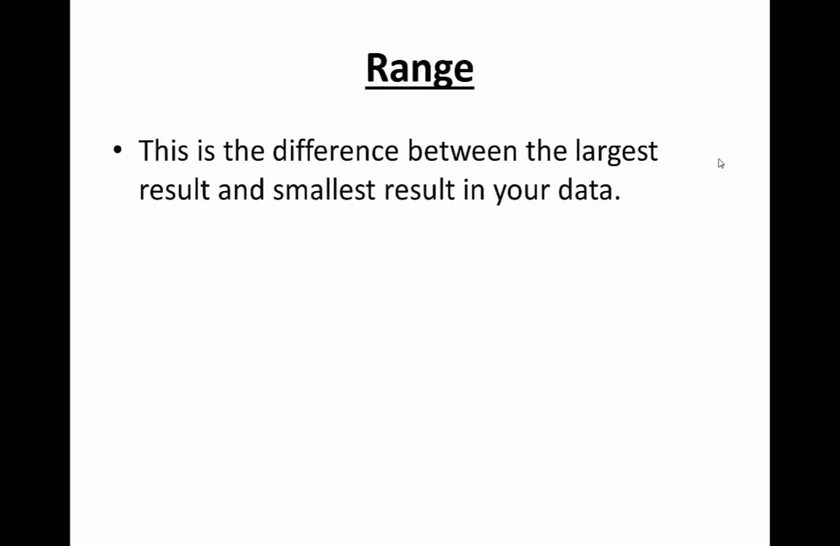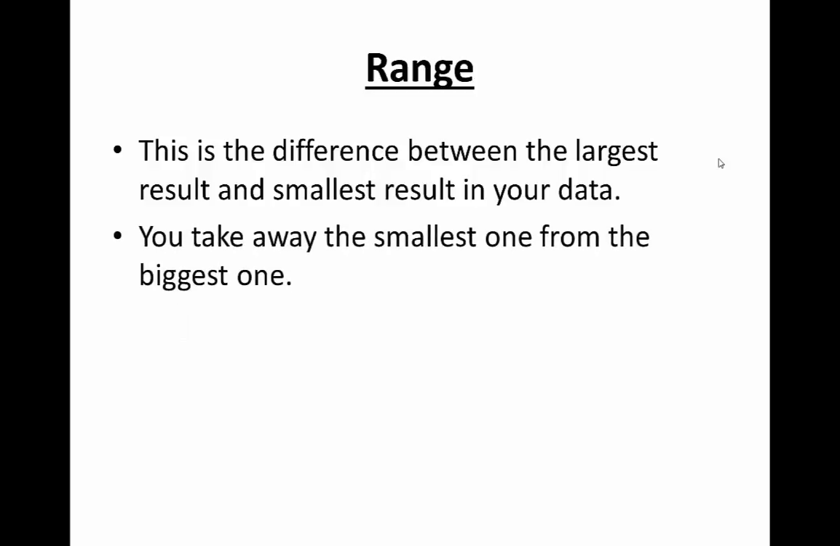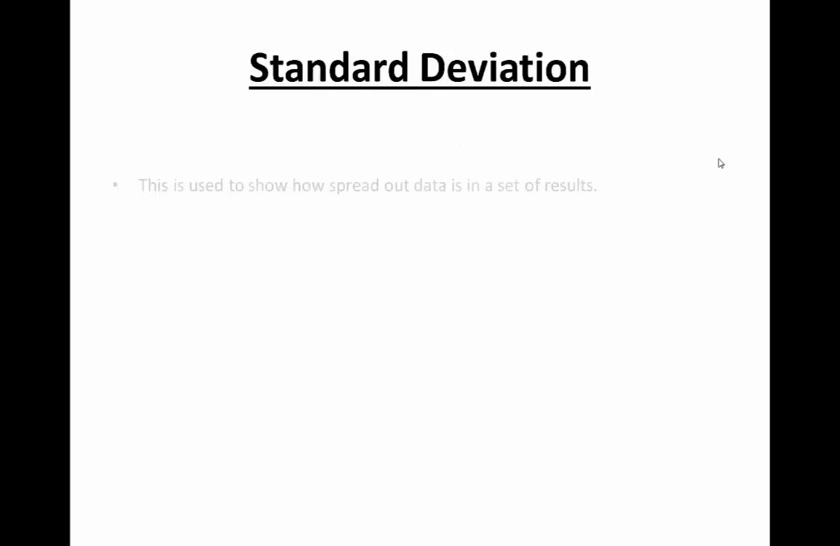The range is the difference between the largest result that we gather and the smallest result in our set of data. We take away the smallest one from the largest one, so if our set of data is 8, 3, 6, 2, 4, 5 and 5, what we have to do is take a range of 6 because we subtract 2 from 8. Standard deviation.